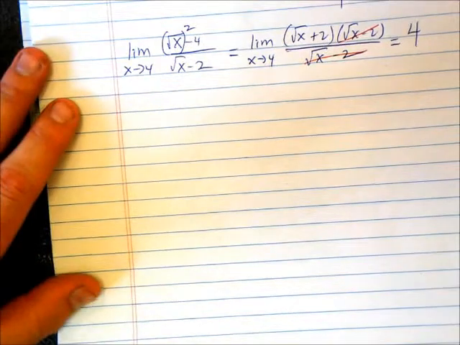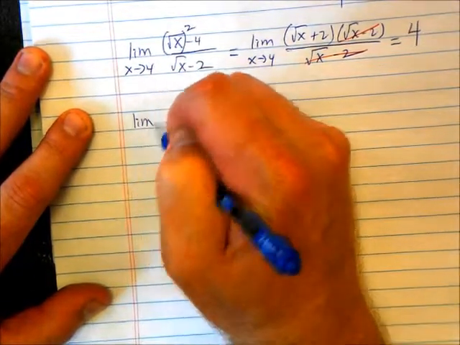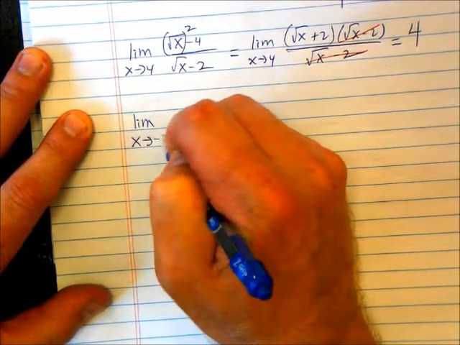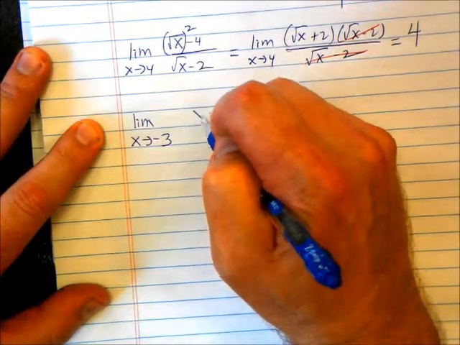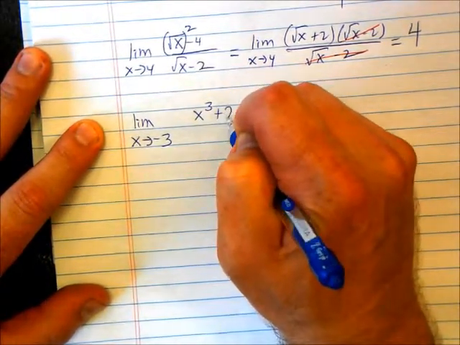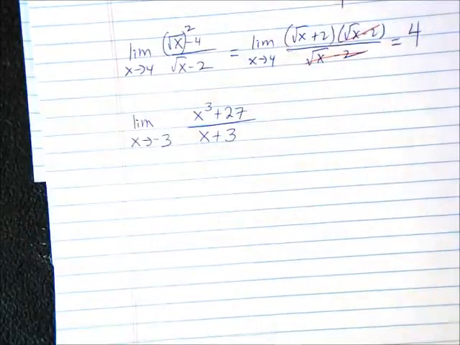All right, how about this one? Limit as x goes to negative 3, we haven't used any negative numbers yet. How about x cubed plus 27 over x plus 3?